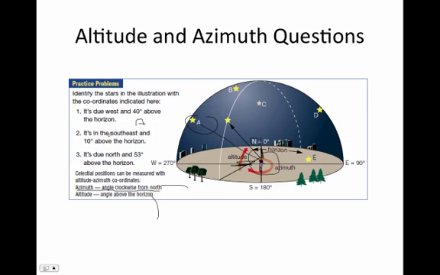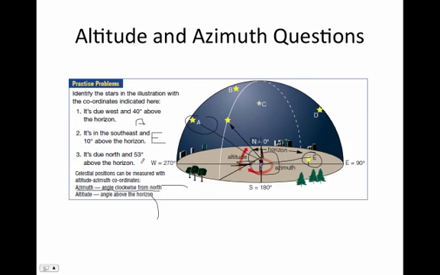Okay, what star is southeast and 10 degrees above the horizon? Here's north, southeast, so this is just past, and it's barely above the horizon. So star E would be southeast, so just past there, and then a measly 10 degrees right here above the horizon. So that would be star E.